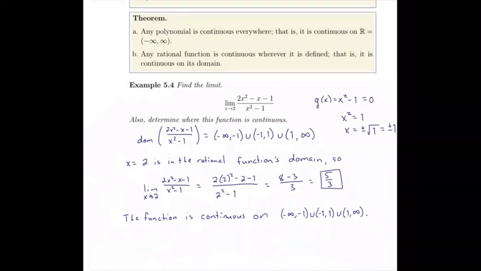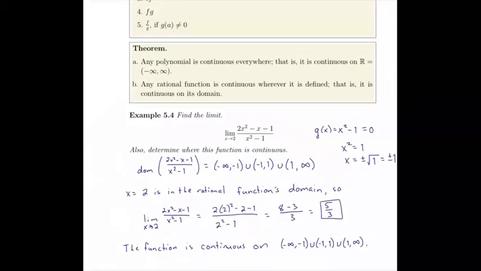So there we have it. Those are the numbers that we can't plug into g. Those are where it is not defined. And those are places where it will be discontinuous, right? This function is discontinuous at +1 and -1 because it's not defined there, right? Those numbers aren't in its domain. So it's continuous everywhere else because it's a rational function, right? We've already seen this. It's continuous everywhere it's defined. It's continuous on its domain.